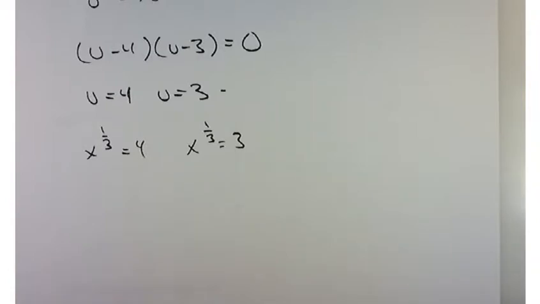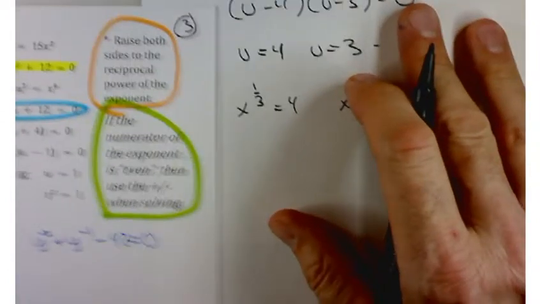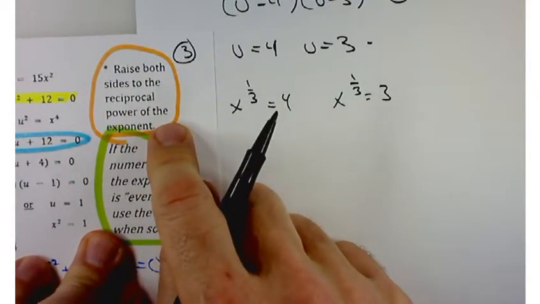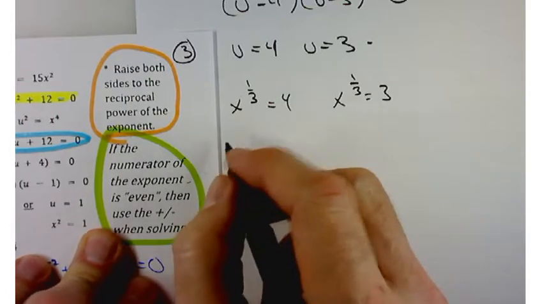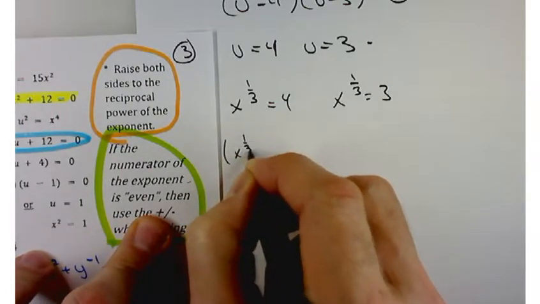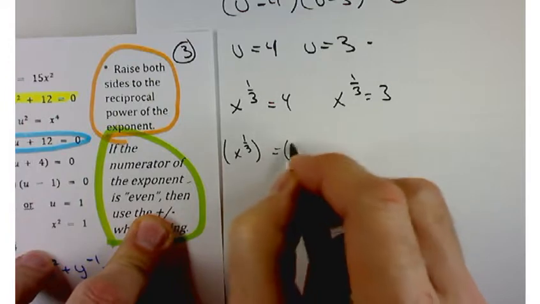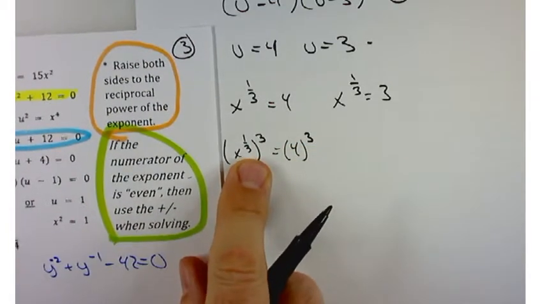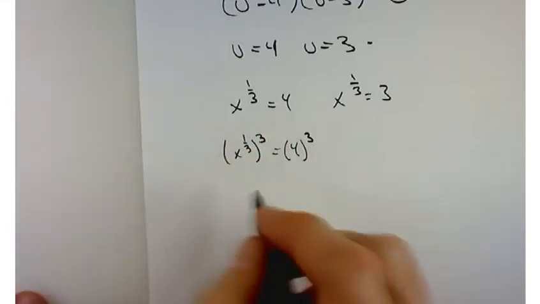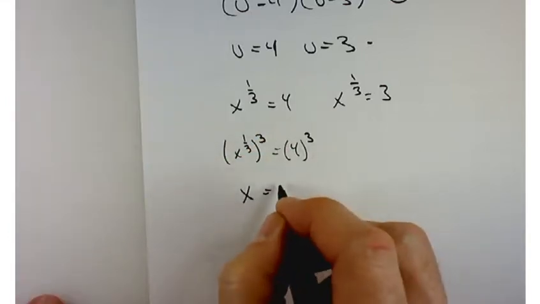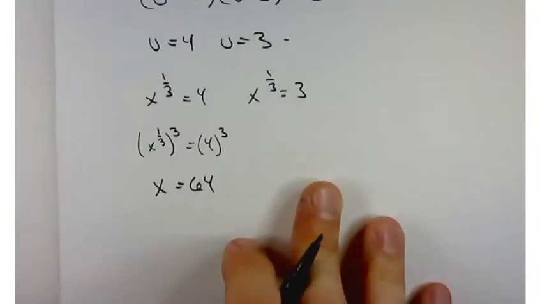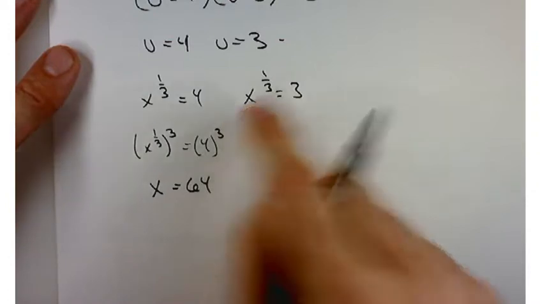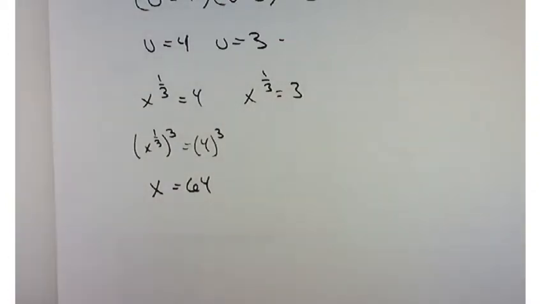Now my suggestion to you earlier was this. When you get down to here to solve, you're going to raise both sides to the reciprocal power of the exponent. So that's x to the 1/3. What's the reciprocal of 1/3? So I'm going to cube both sides. So 3 times 1/3 gives me x to the first power, or just x, equals 64. Now likewise, you can do things here. You can cube both sides here. Works the same. But let me give you a different look at this.